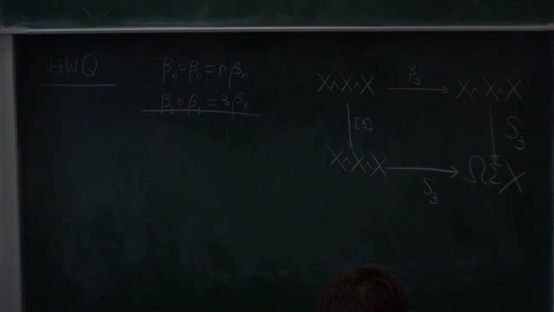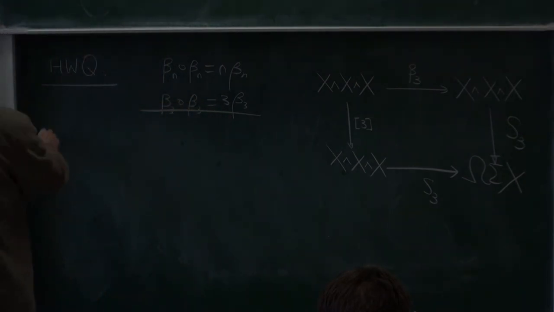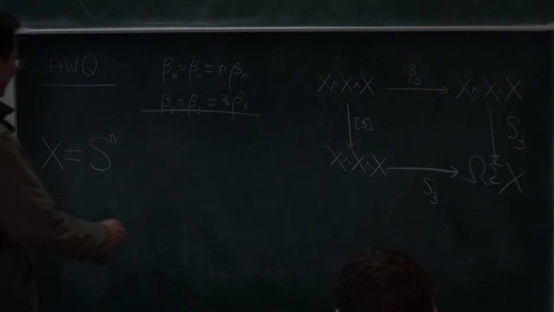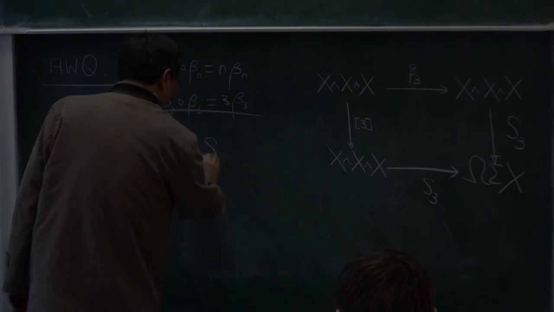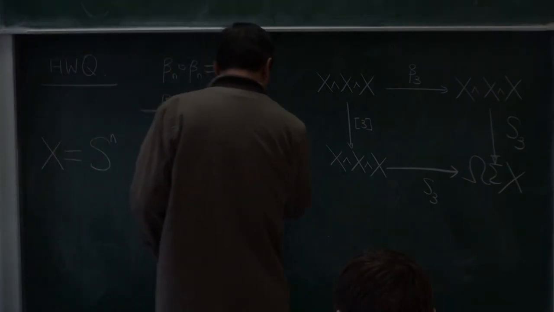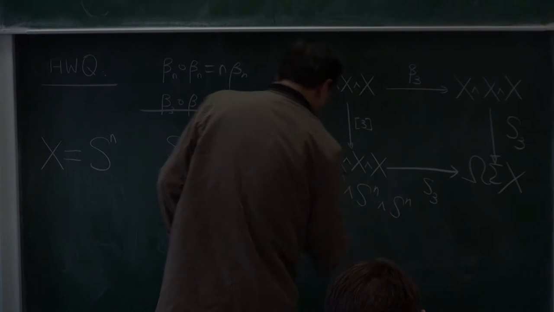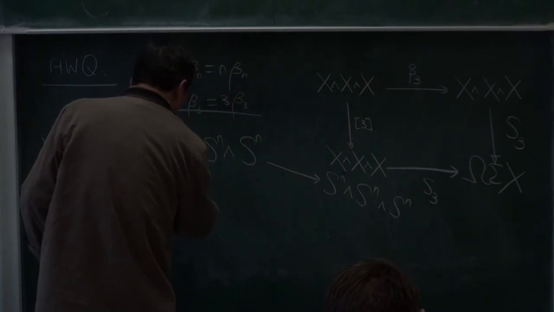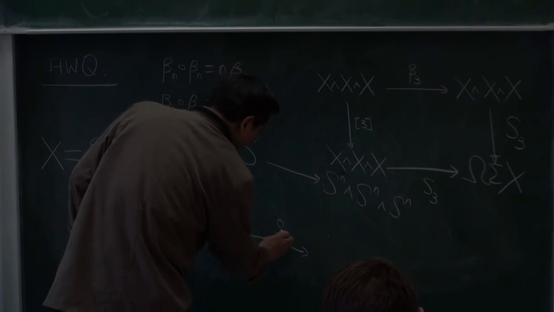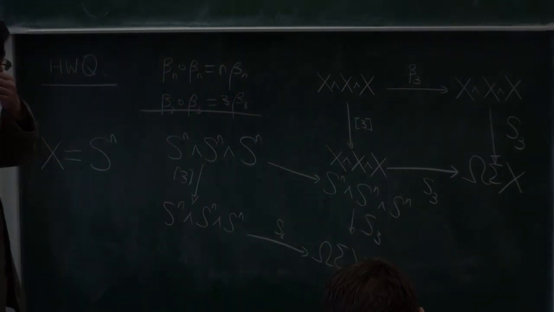Now again, I think you expect that you want me to test what happens for spheres. So now I put x equal to S. So you got Sn, Sm, Sm. It's not bad, right? So you go to Sn, n, m. So this side is okay, just multiply by 3. And so now this is S3. Right. Now the question you need to compute: what is beta 3?